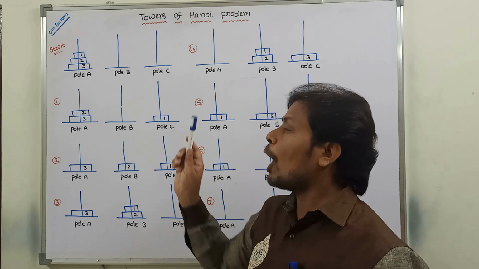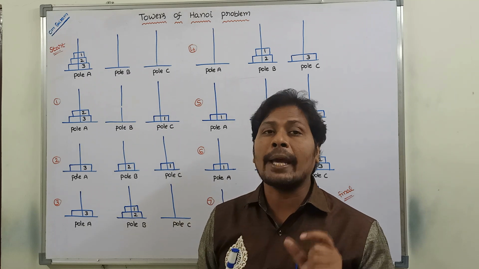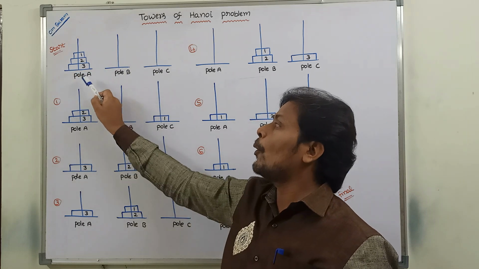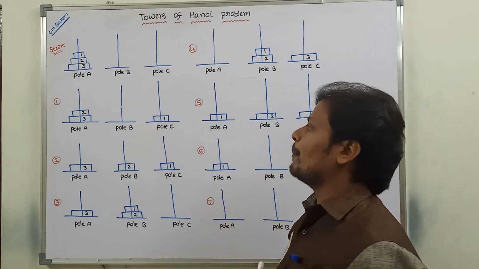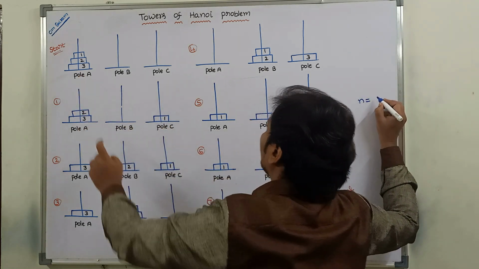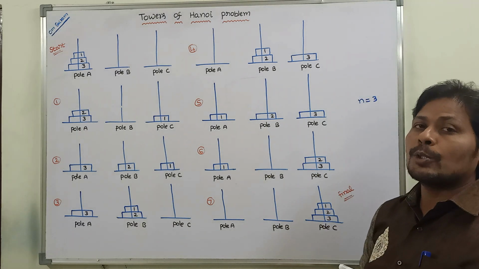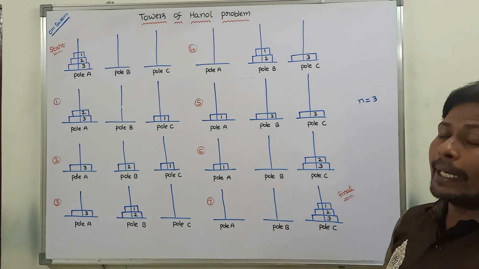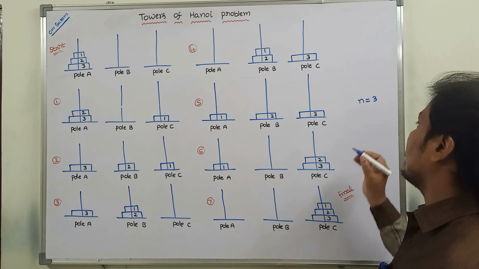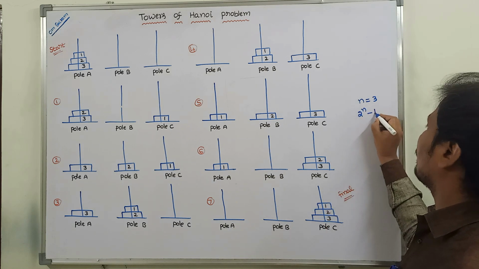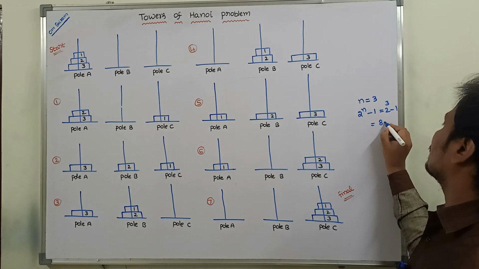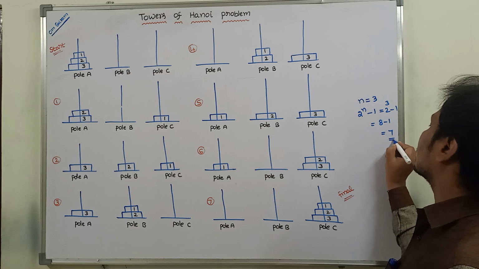Next, how many moves are required to transfer these three discs from pole A to pole C? Suppose n is the number of discs. There are 3 discs on pole A. So the number of moves required to transfer these 3 discs from pole A to pole C is 2 power n minus 1. That is 2 power 3 minus 1, that is 8 minus 1, which equals 7 moves.